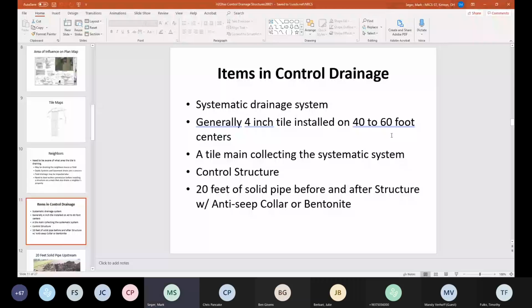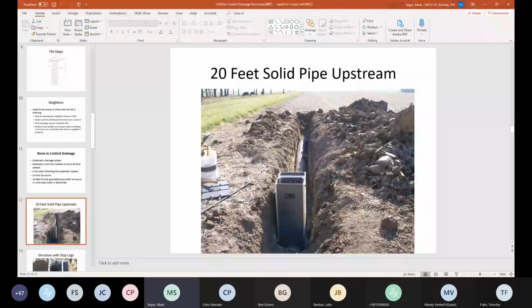I got some pictures here of doing that. So here's a site where we're putting it in maybe on the edge of a field. It's not on the outlet, but you see we've dug up the main and put in 20 feet upstream of the structure, and then we'll put in 20 feet downstream of the structure.